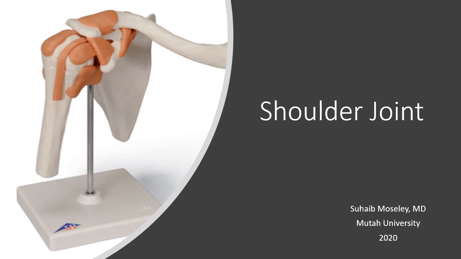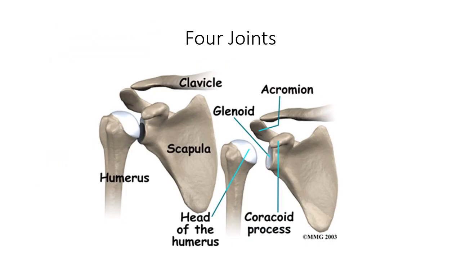Today, our lecture is about shoulder and elbow joints. We will go through anatomy, pathologies, and physical examination. First of all, the shoulder joint consists of four joints: the sternoclavicular joint, the acromioclavicular joint, the glenohumeral joint, and the scapulothoracic joint.